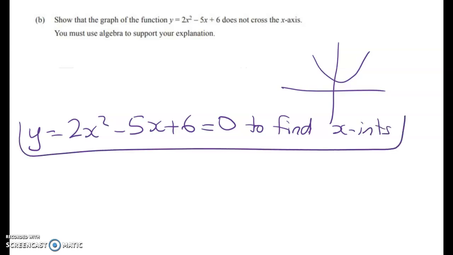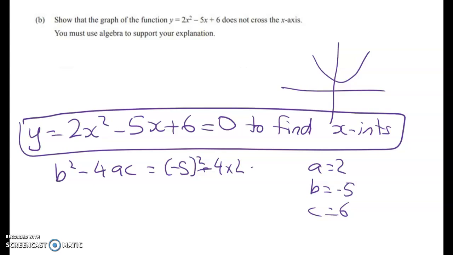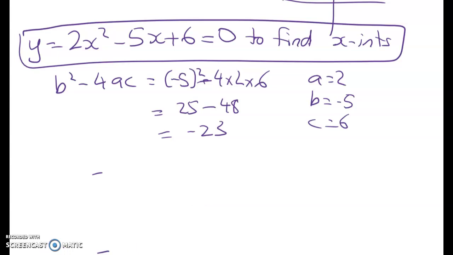So this is what I think I would write out first. B squared minus 4ac is equal to what? Well, a is equal to 2, b is equal to -5, and c is equal to 6. So b squared minus 4ac is -5 squared minus 4 times 2 times 6. That gives me 25 minus 48, which is equal to -23. But I'm not done if I just go that far, because I have to then explain what that means. But you don't have to take many words to do that.